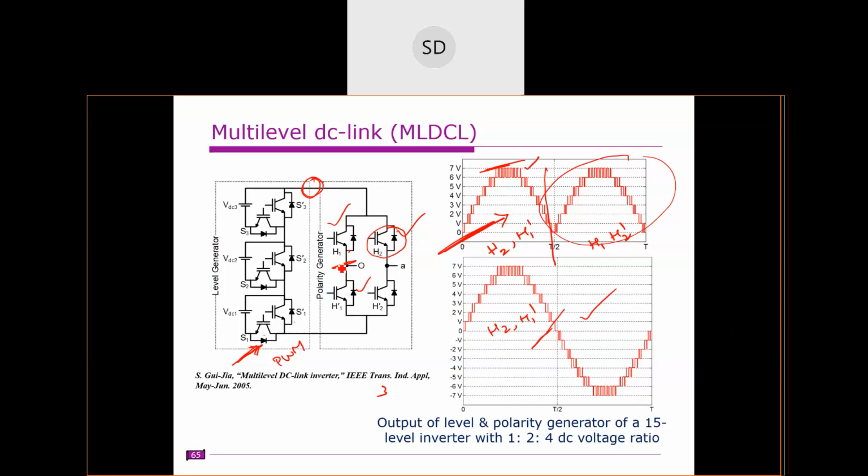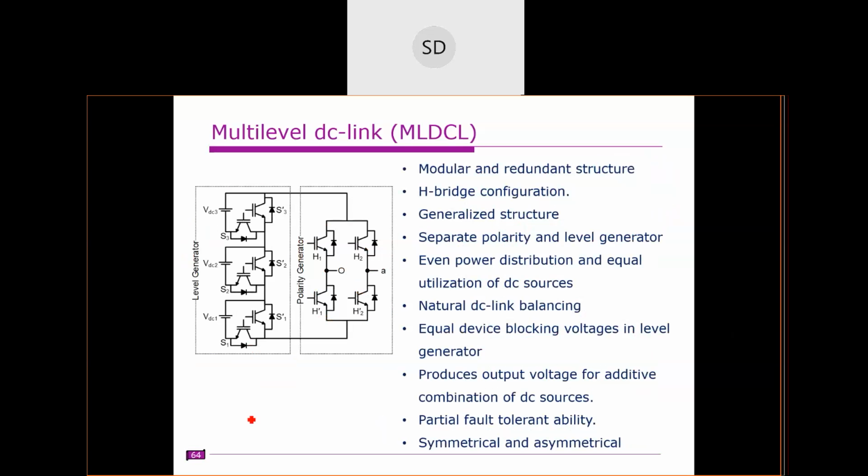In each cycle, during the positive half cycle, H2 and H1 dash are conducting continuously. During the negative half cycle, H1 and H2 dash are conducting. So the level generator switches are operating in PWM mode, whereas the polarity generator switches are operating at fundamental frequency. Even though they are rated for large voltage, they are operating at low frequency, so the loss is low. That is one advantage.